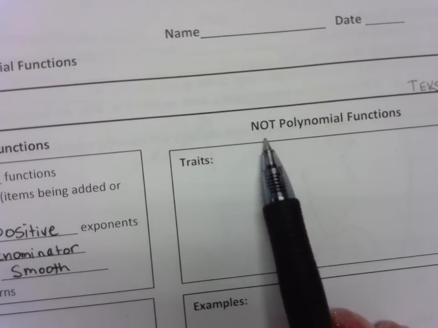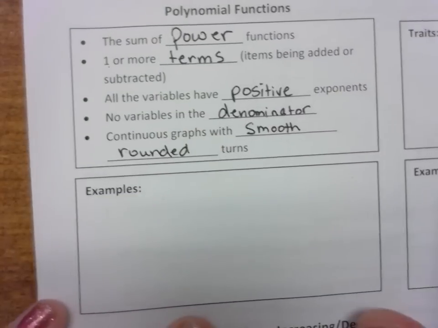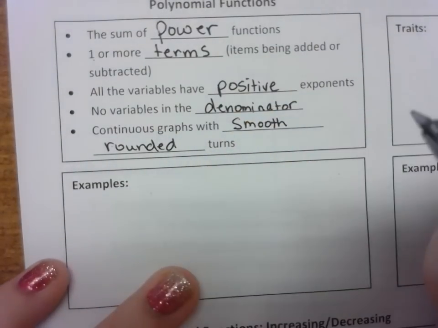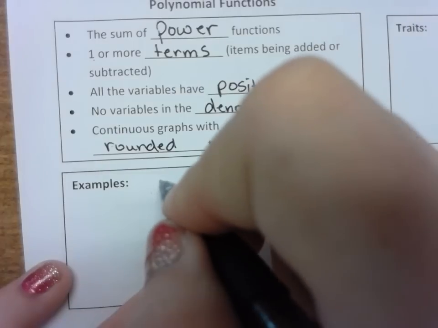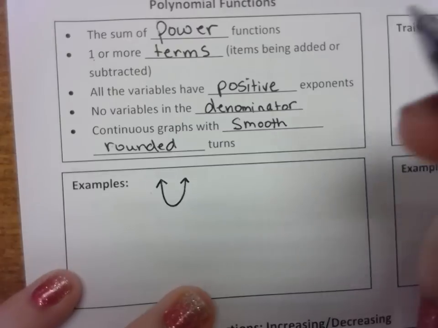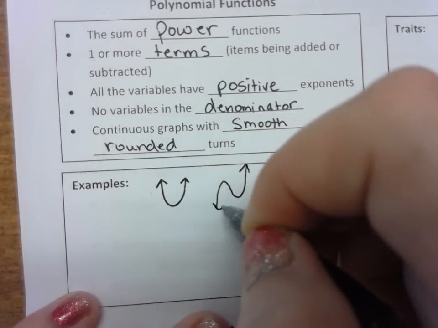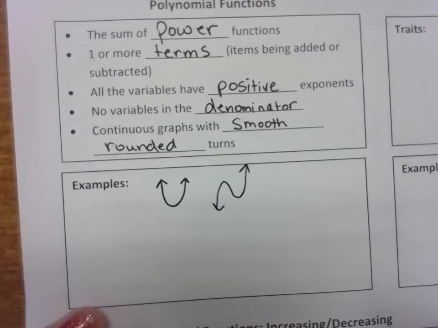Things that are not polynomial functions. So let's stay over here on polynomial functions really quickly. Okay. Things that are polynomials. Anything that has nice rounded corners, right? Like our quadratic is one. You've talked about cubic functions before. Notice how those have really nice rounded curves.